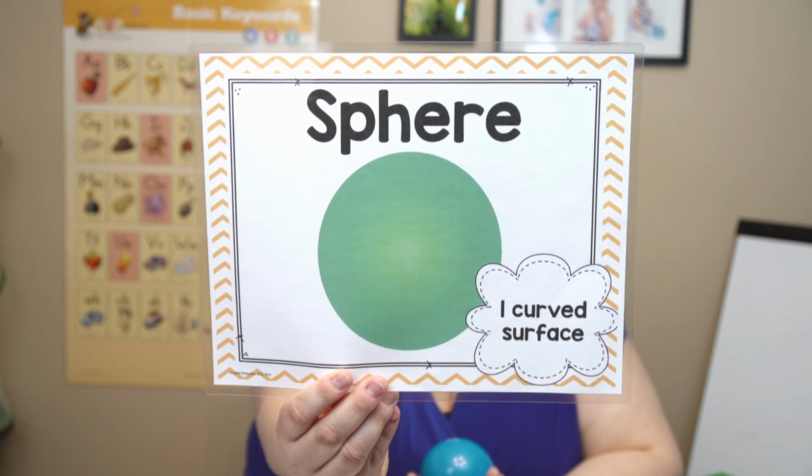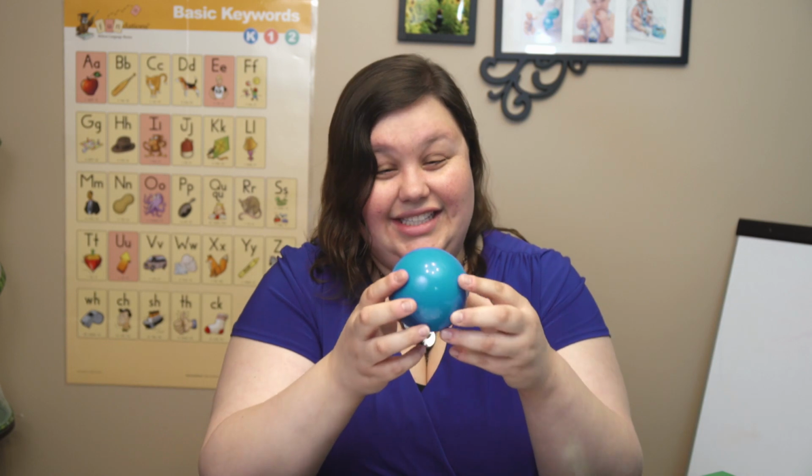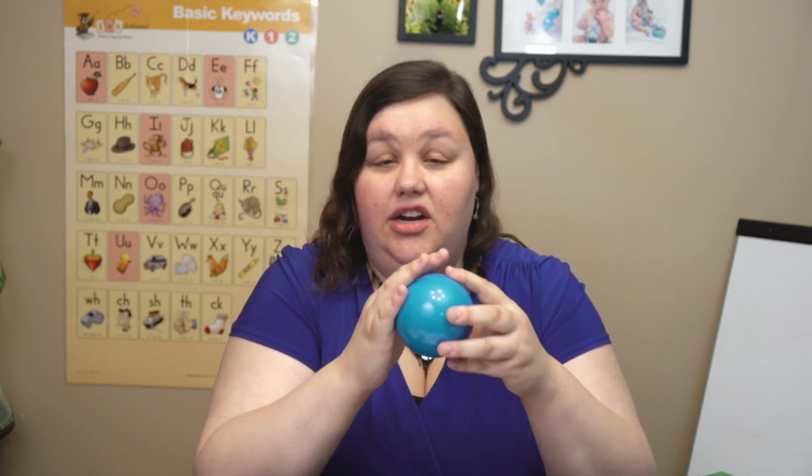What's it called? Did you say sphere? It's a sphere. A sphere has no edges, no vertices, no faces. It just has one curved surface. It's just curved. That's it. Ready? A sphere is like a bouncy ball.